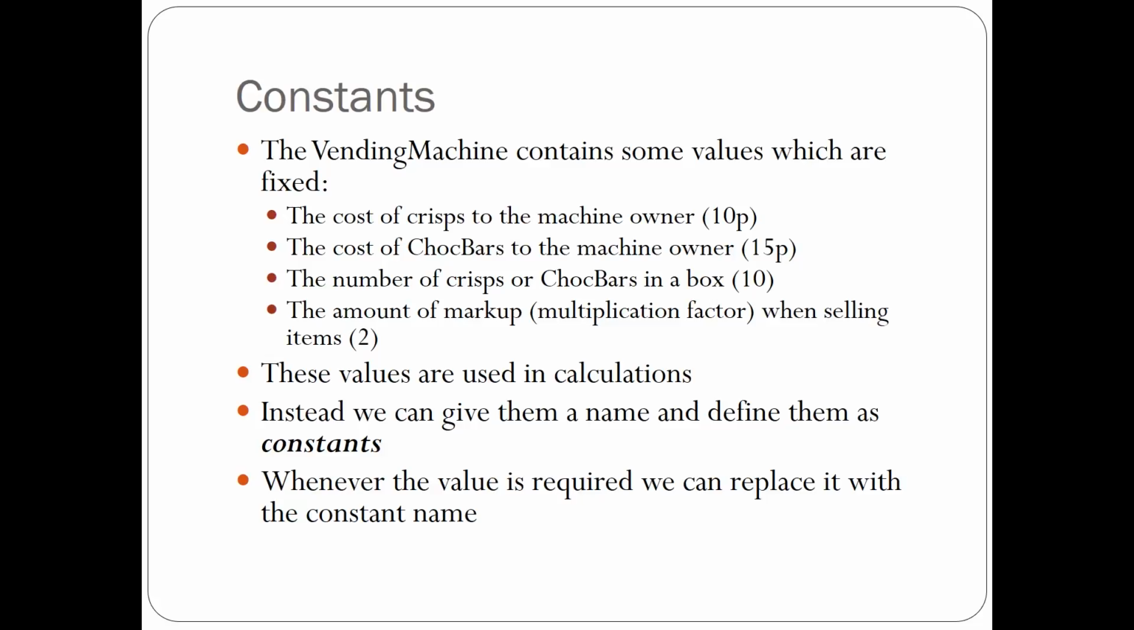Now those values we used in calculations. We used 10 and 15 for the prices and 10 for the number of packets of crisps and chocolate bars in a box. But we can use these things called constant variables, and it allows us to use a standard value for each of these, and we can just replace it with a name rather than using a value, which is sometimes a bit obscure, especially if your calculations are complex.